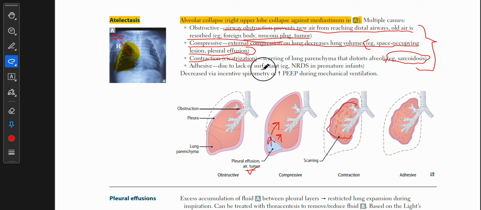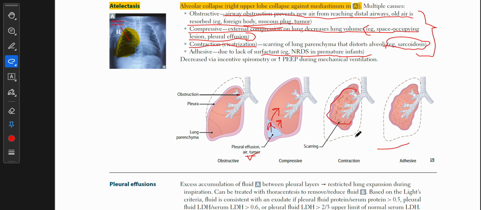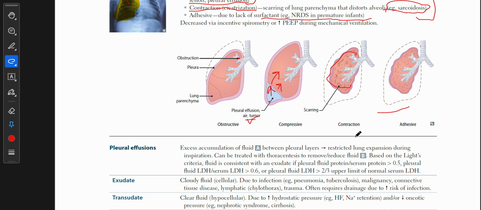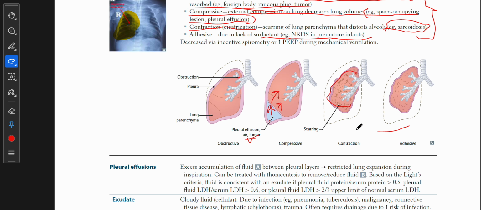And in adhesive, it is due to lack of surfactant. Example is NRDS in premature infants. It can cause adhesive atelectasis or collapse of lungs, right? It is decreased by incentive spirometry or increased positive end expiratory pressure during mechanical ventilation. So that is how atelectasis is.